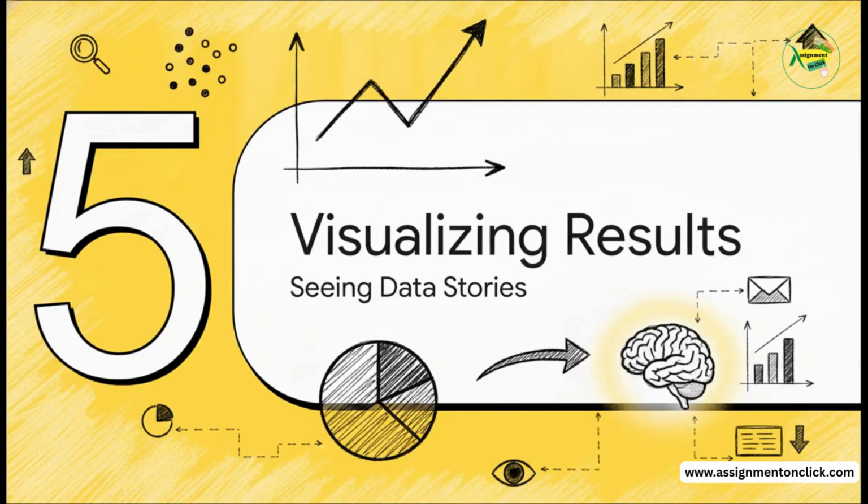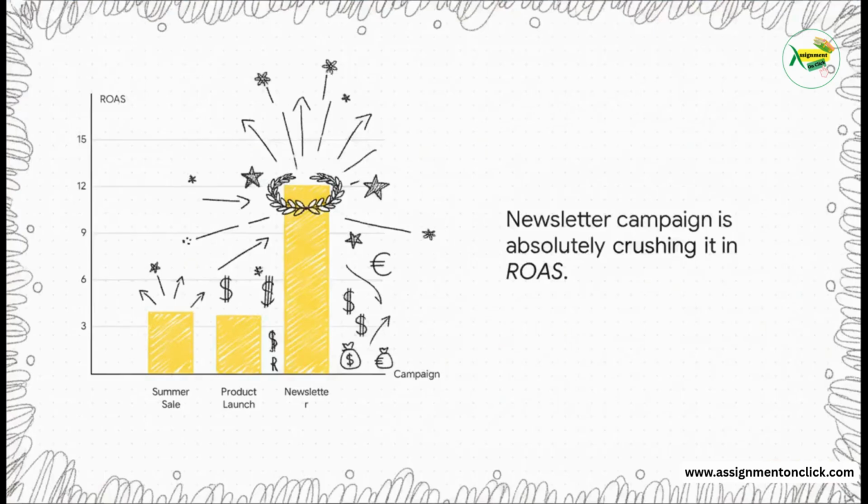All right, moving to Section 5, visualizing and interpreting results, seeing the story in the data. Because honestly, spreadsheets are great for computers, but our human brains really need visuals to spot trends quickly. Just look at how a simple bar chart instantly reveals that the newsletter campaign is absolutely crushing it.